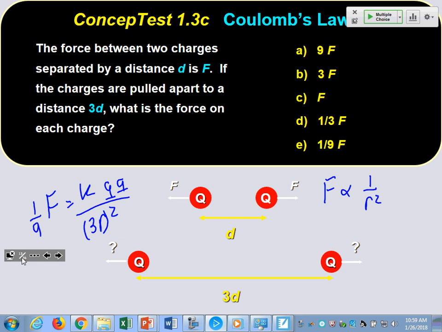If I move those charges farther apart, I get a smaller force. In fact, I get a smaller force by a lot. If I were to plot the force versus the distance, it would look something like this. It's not exponential, it's a quadratic formula, but it gets smaller as I go farther out.